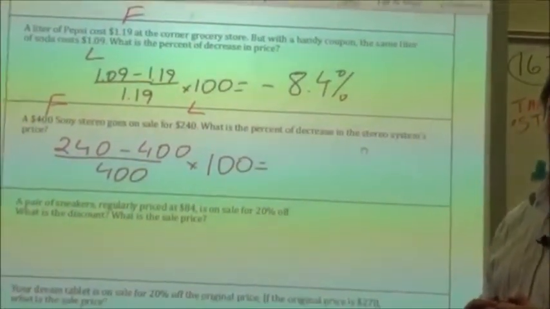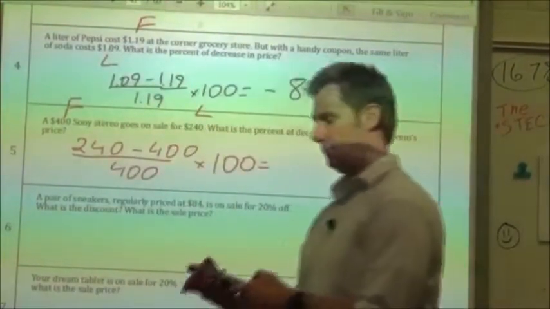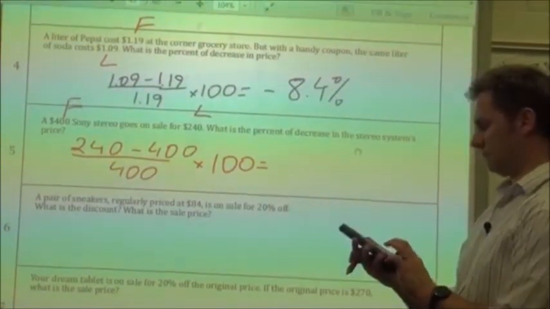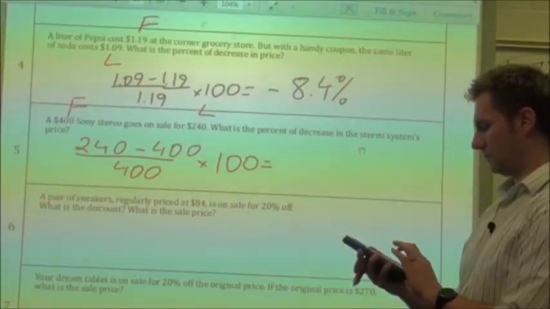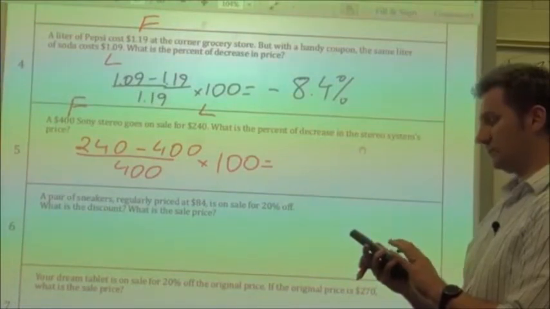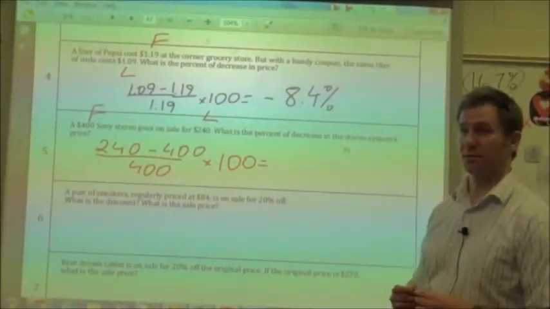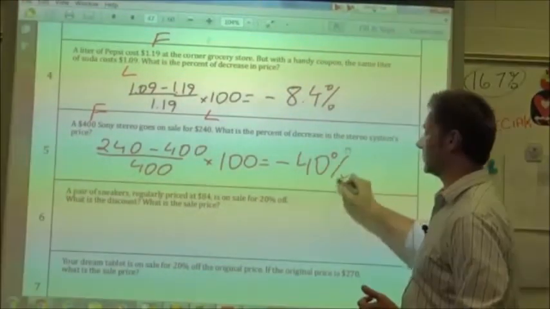It's not negative 8.4. Let me check. No, that's not what I told you. You didn't pay attention. No, 40%. And the percent decrease is negative 40%.